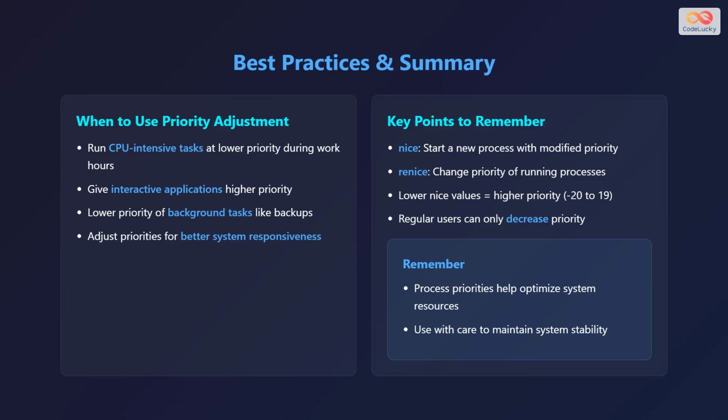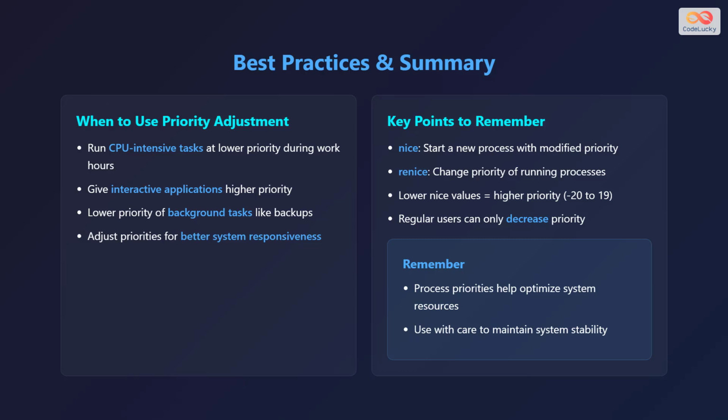When should you use priority adjustment? It's a good idea to run CPU-intensive tasks at a lower priority during work hours to maintain system responsiveness. Interactive applications can be given a higher priority to ensure smooth performance. Lowering the priority of background tasks, such as backups, can prevent them from interfering with other processes. Adjusting priorities can lead to better overall system responsiveness.